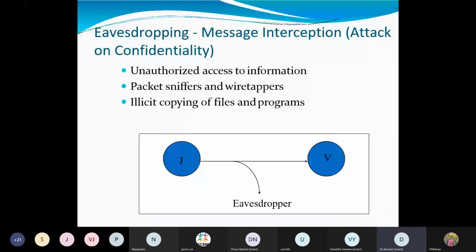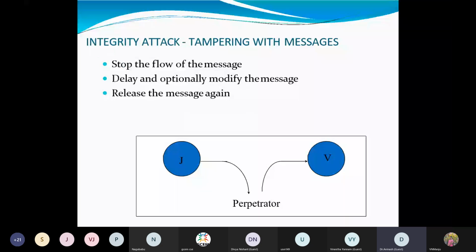The other type of thing is called tampering with the message. In the tampering of the message, the integrity of the message is lost. For example, if I want to send some message to one of my friends and my message is tampered, then the integrity of the message is lost. The perpetrator is the person who is responsible for tampering with the messages. So the sender and the receiver do not get the same message. That is, the integrity of the message is lost.